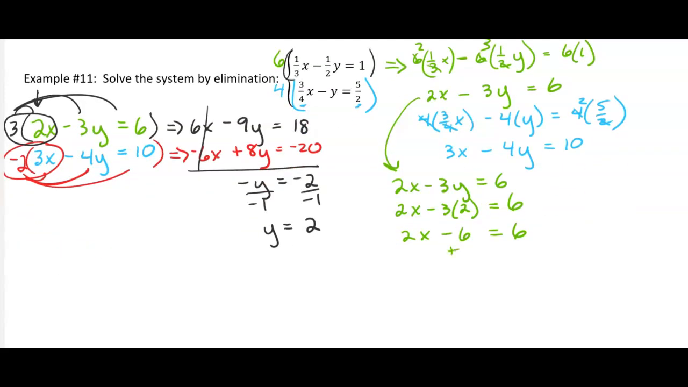Add 6 to both sides. And so I get 2x equals 12. Divide both sides by 2. And so I get x equals 6. Okay, so it all seemed to work out pretty nice. I'm getting a solution, an ordered pair of (6, 2).